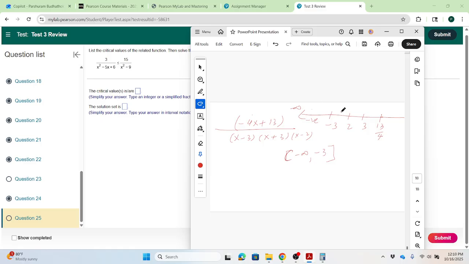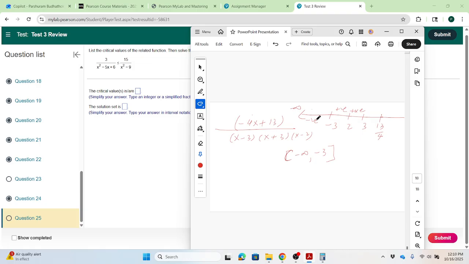What happens if you pick something from here? Let's pick 0. If you pick 0, it's 13 over negative 3 times negative 2, which is positive. So here is positive. We don't want positive. From here, let's say 2.5, which is 5 over 2. Negative 10 plus 3 is positive 3. I'm doing the calculation by plugging x equal to 2.5 here. So positive on the top, negative times negative is positive on the bottom. So it's positive here.